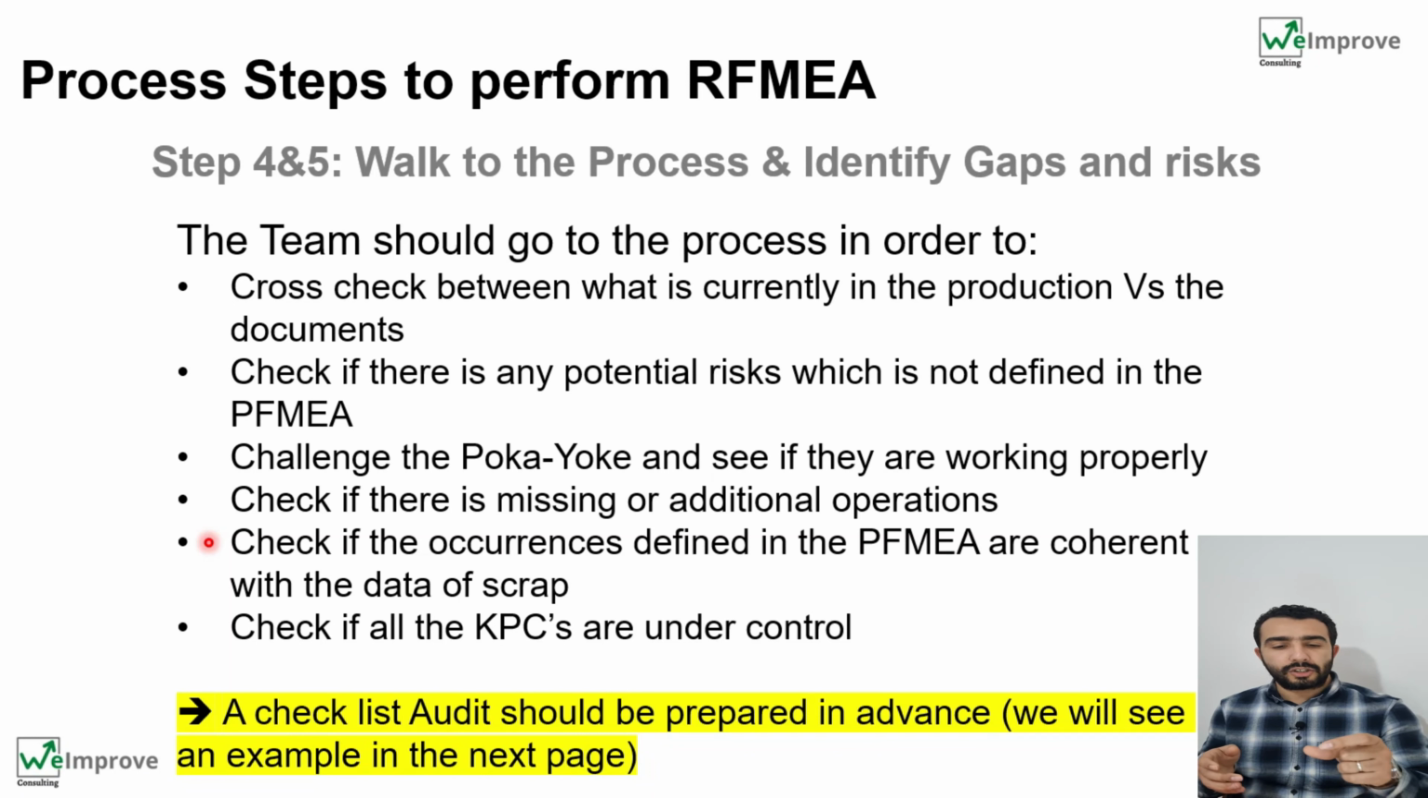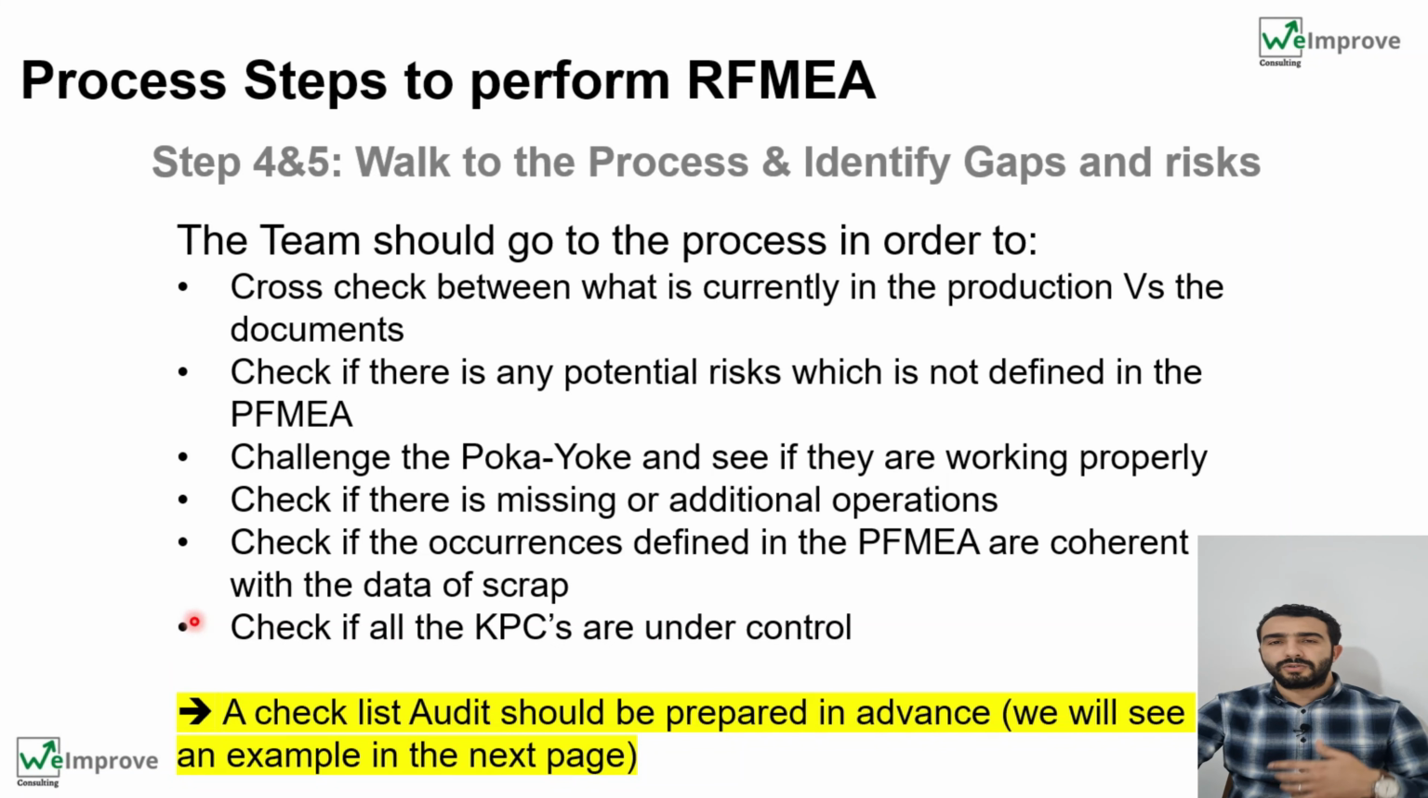Imagine that for such a dimension you put that the rate is only 1. But when you check in production, maybe this dimension is one of the top Pareto and has, for example, 3% or 4% of the scrap. So obviously your PFMEA will have to be changed. So please check the occurrences here based on the scrap. And the last thing is to check if all the key product characteristics are under control.